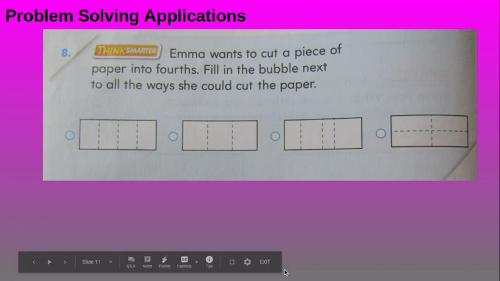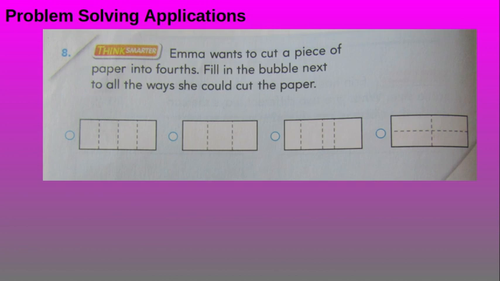The first example has 4 parts, and they're all equal or the same. So I can go ahead and fill that one in. That would be a good example. The next one has 1, 2, 3 parts. That would be thirds, so that would not be a way for Emma to cut her paper into fourths. The next example does have 4 pieces or parts, but are they equal? Definitely not. They're all different sizes, so I cannot fill that one in.